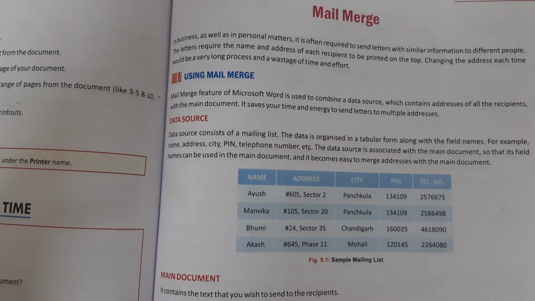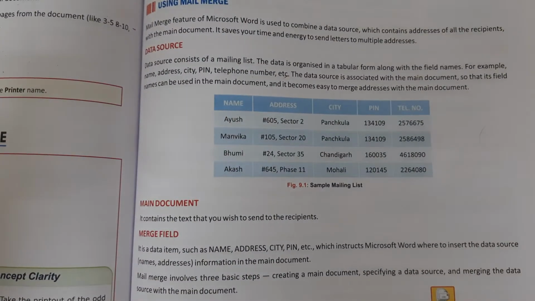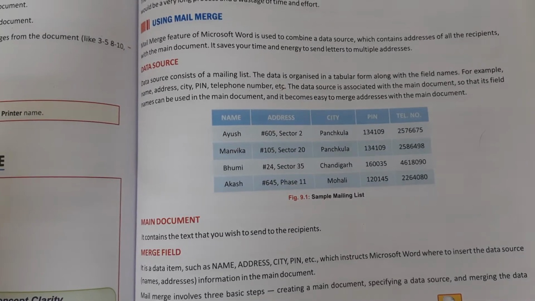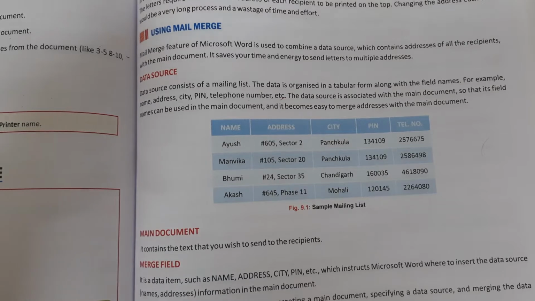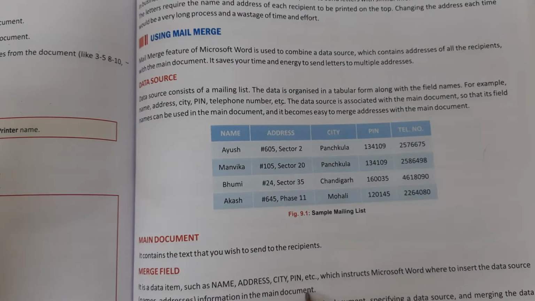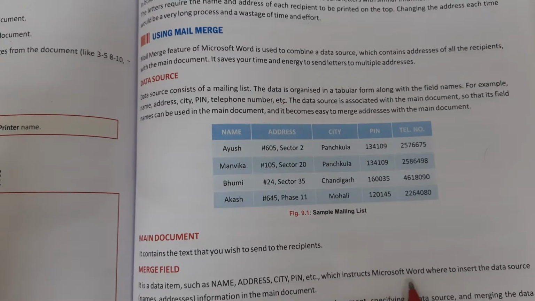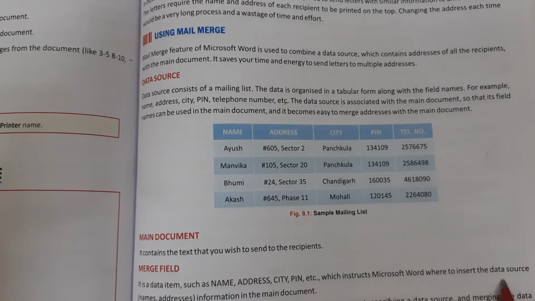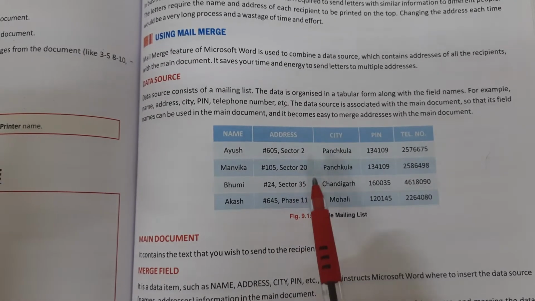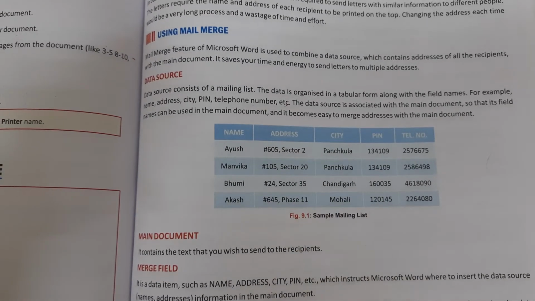Now, what is the main document? It contains the text that you wish to send to the recipients. Merge fields. Now see, what is a merge field? It is a data item such as name, address, city, PIN, etc., which instructs Microsoft Word where to insert the data source information in the main document. It means this is the data source information and this is where it has to be inserted in the main document.